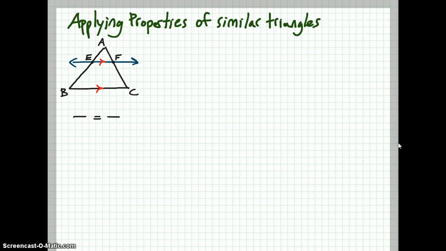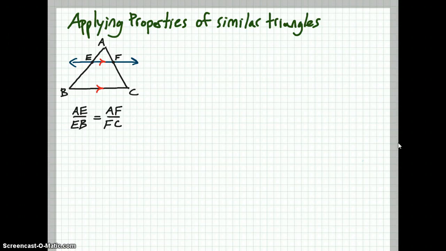We're going to find that we can make proportions from this. It's going to be AE over EB equals AF over FC. You'll see that, here we go, AE is here over EB equals AF over FC.